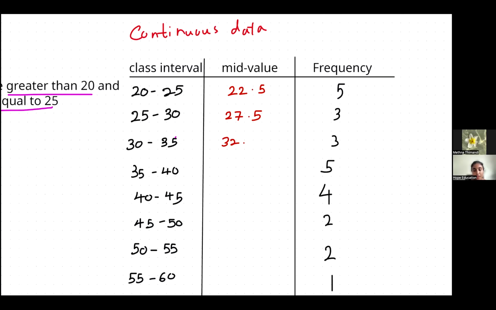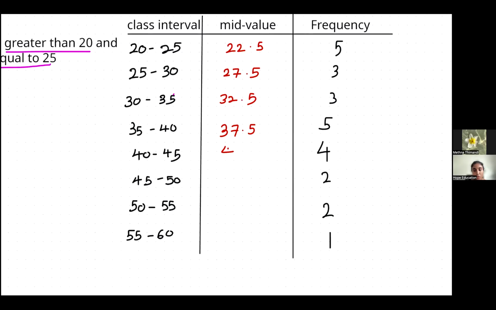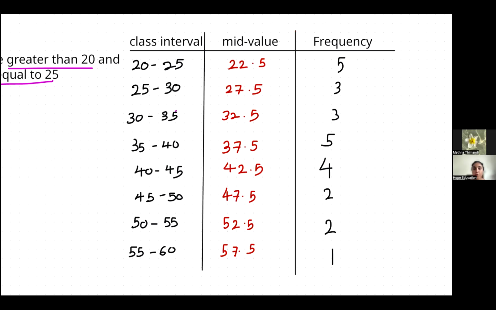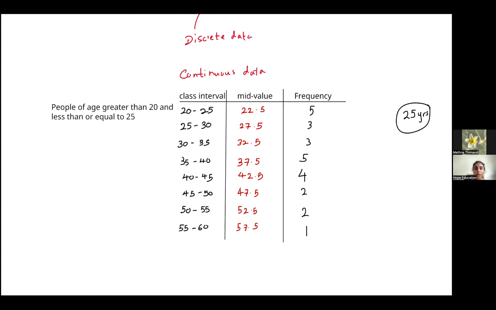In the same way, you can fill the entire column: 32.5, 37.5, 42.5, 47.5, 52.5, 57.5. Right? Is this clear? Up to this point, do you have any questions?